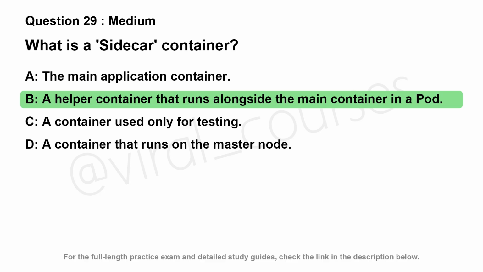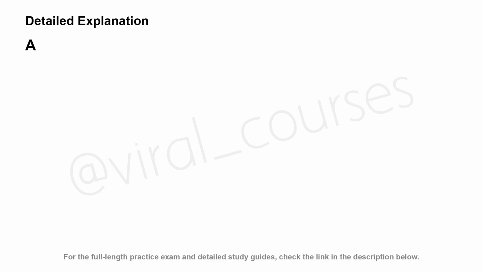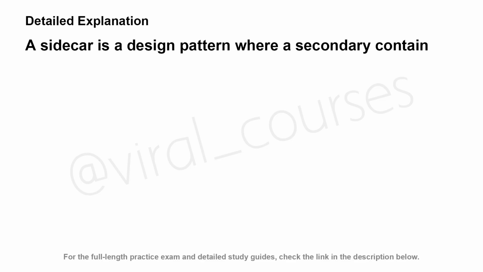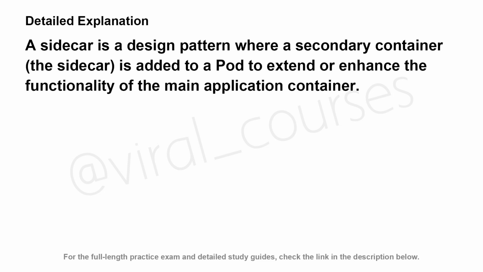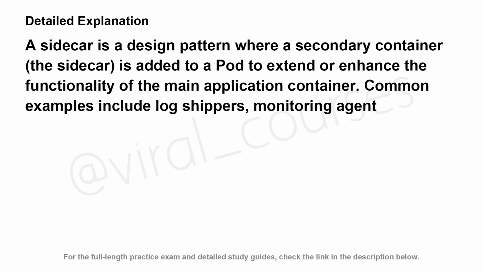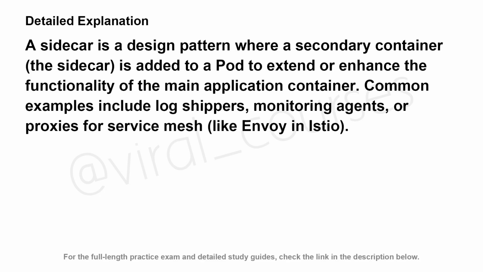The correct answer is B. A sidecar is a design pattern where a secondary container, the sidecar, is added to a pod to extend or enhance the functionality of the main application container. Common examples include log shippers, monitoring agents, or proxies for service mesh, like Envoy and Istio.